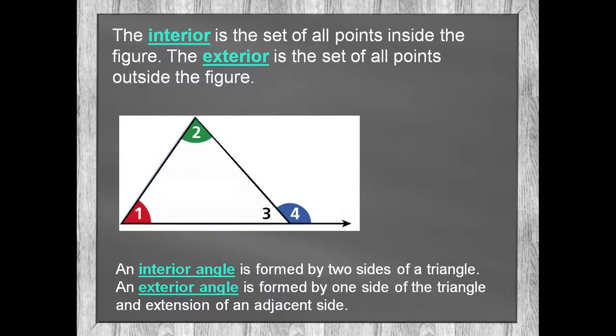An exterior angle is formed by one side of the triangle and extension of an adjacent side. So we've extended this side of our triangle into a ray, and this creates the exterior angle. Angle 4 is an exterior angle. Angle 3 is an interior angle.